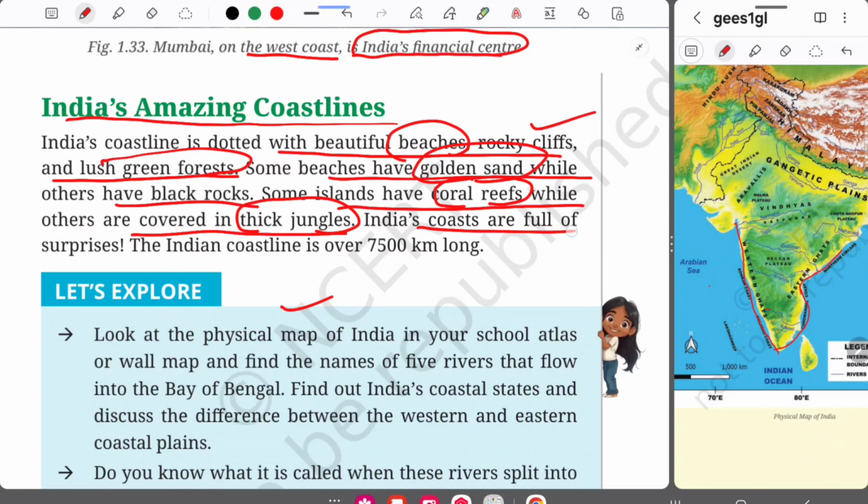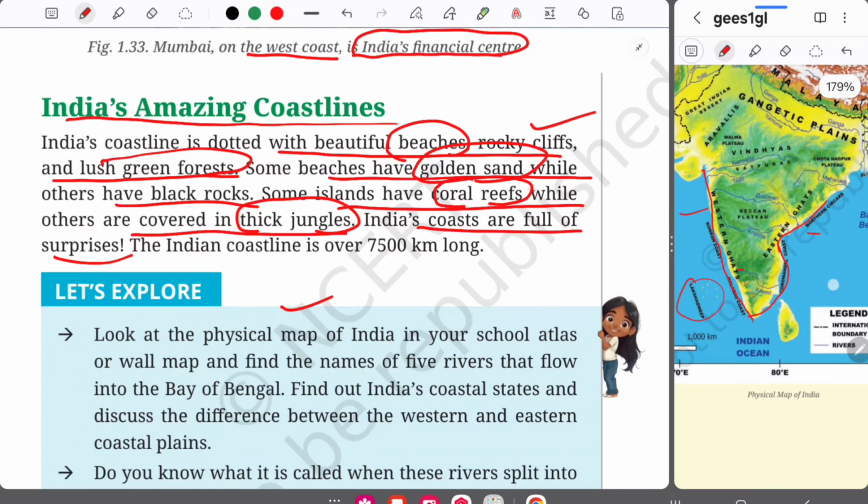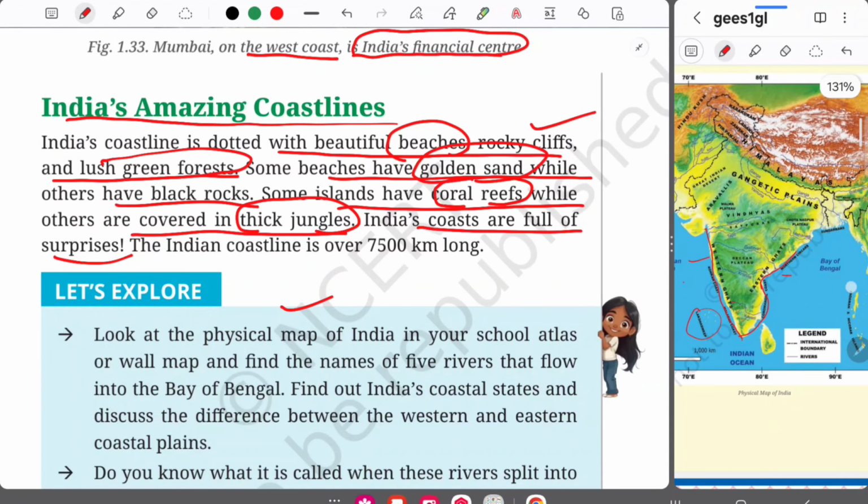India's coasts are full of surprises. Both this coast here and this side, both sides are full of surprises. We are talking about this Lakshadweep area, and where we have our Andaman and Nicobar Islands also here. See this area. The Indian coastline is over 7,500 km long. It is very long, isn't it? The Indian coastline is over 7,500 km long.